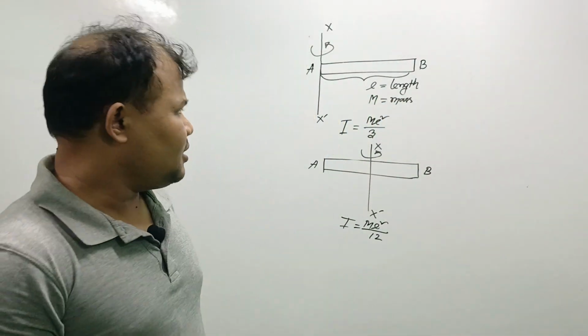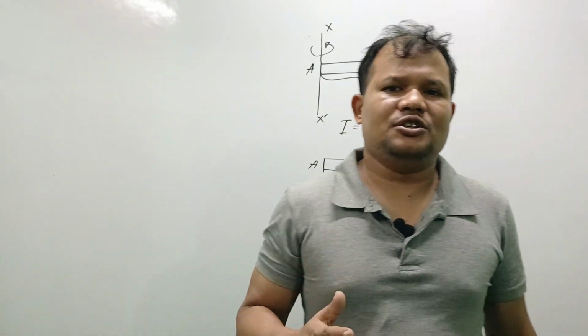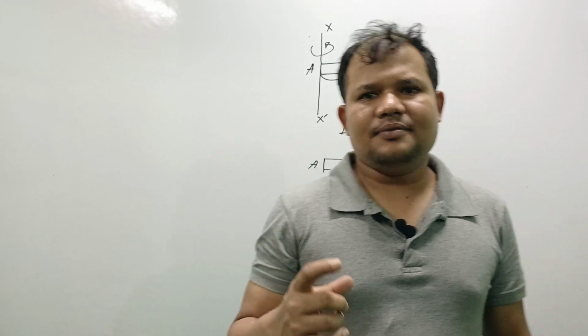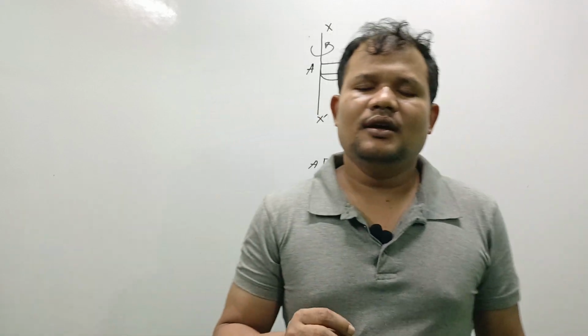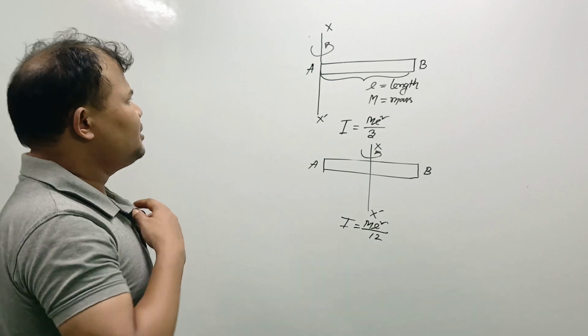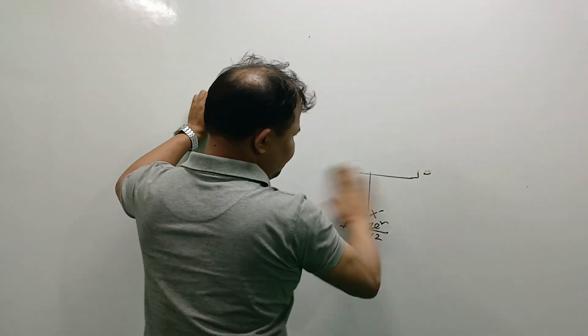Now today I try to find the moment of inertia of another type of object. First I describe the circular disc, then the cylinder. Let us discuss the circular disc first.